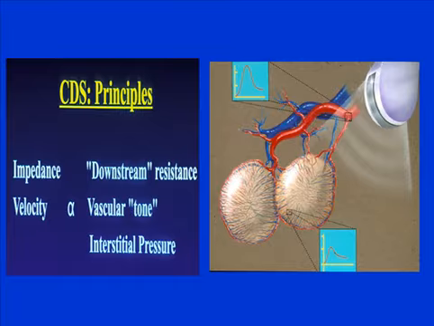Now, these flows depend on several factors intrinsic to the tissue that we're looking at. It depends on the downstream resistance, the vascular tone. Is the vessel constricted or is it dilated? And finally, interstitial pressure has a very important role in what we see with color Doppler. A lot of tumors have very high interstitial pressure, and that affects the flow to the center of the lesion. And it also, parenthetically, affects whether or not chemotherapy can get into the interstitial portion of the tumor.